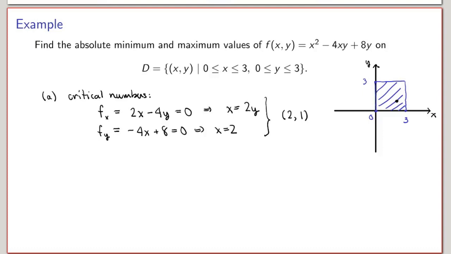So it is in the set, so we need to consider it because the absolute max or min may be at this critical number. What we need to do now is evaluate the function at this critical number and then keep track of that value so that at the end we can compare with all the other possible values and see whether it's an absolute min or max. The function at the point x equals 2 and y equals 1 is given by 4 minus 4 times 2 times 1, so that's 8, plus 8 times 1, so it gives a 4.